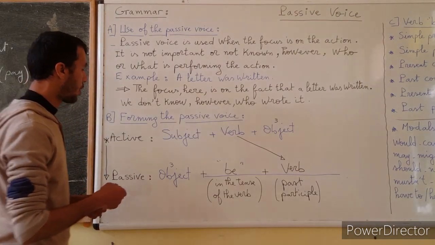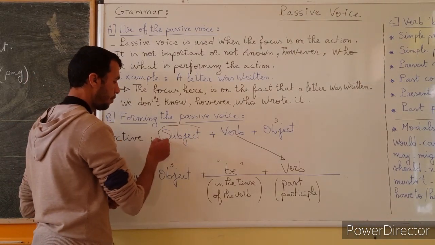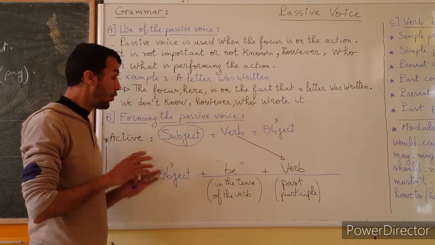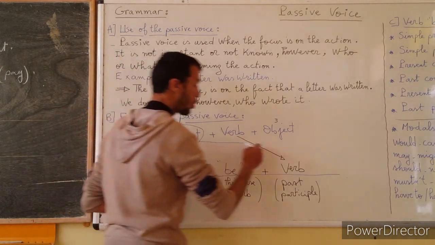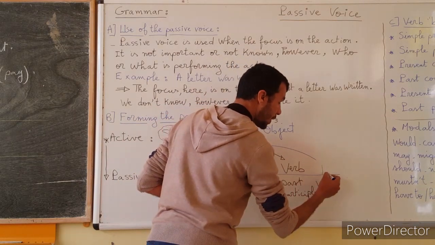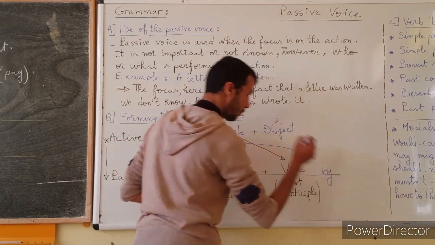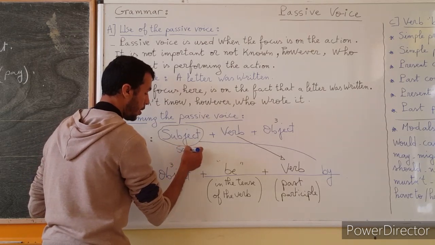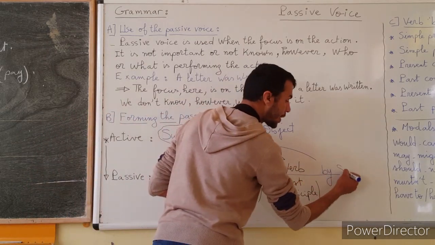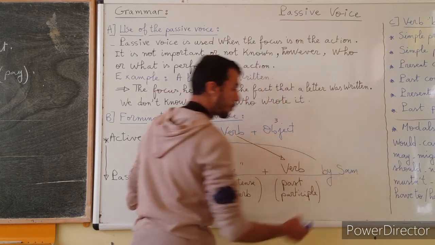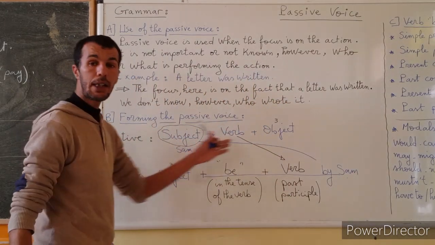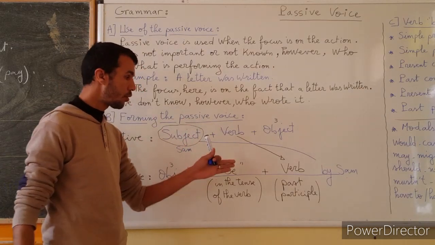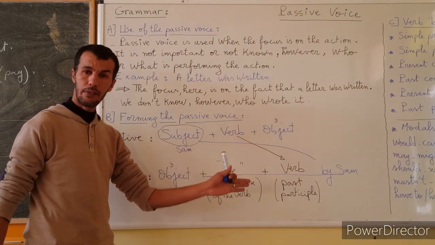Okay, now question. What about the subject? If the subject is known, we mention it by writing, for example, by. So if we have a subject like son, we're going to write by son. If it is the doctor, by the doctor. The teacher, by the teacher. Student, by student. The government, by the government.